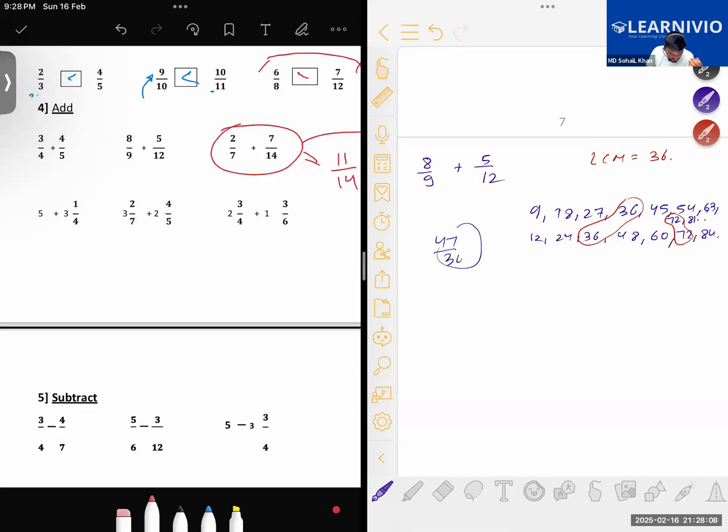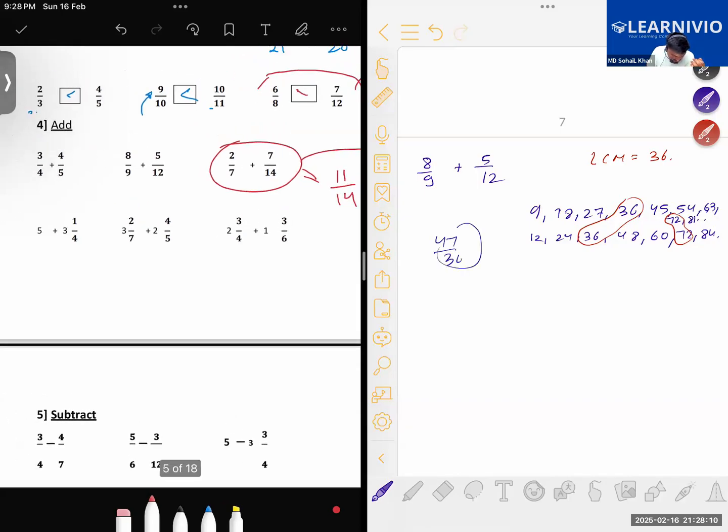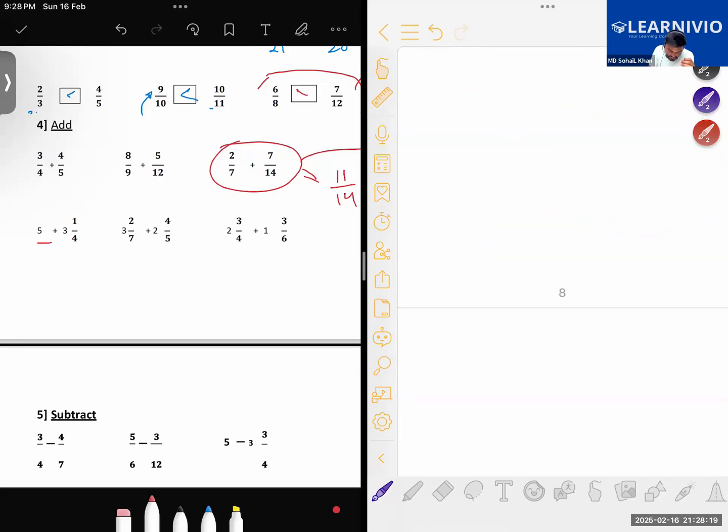Now this question, it's 5 plus 3 1 upon 4. So you have a whole number and a mixed fraction together. Now suppose you have got 4 2 upon 7. If it has to be added with 5, it's a different question, but first you need to convert it into an improper fraction, isn't it? So how do we do so?